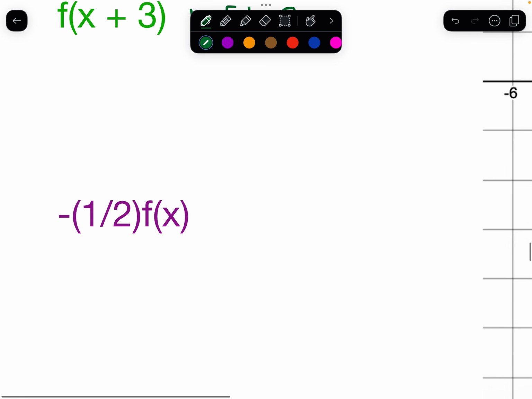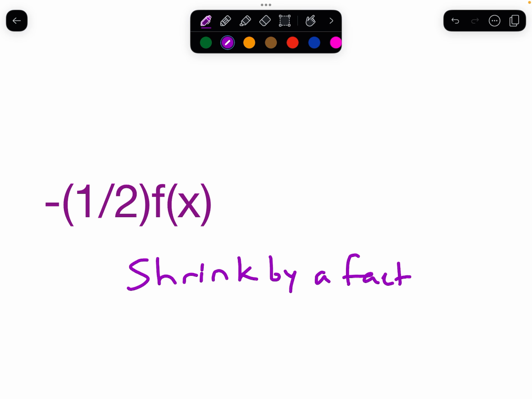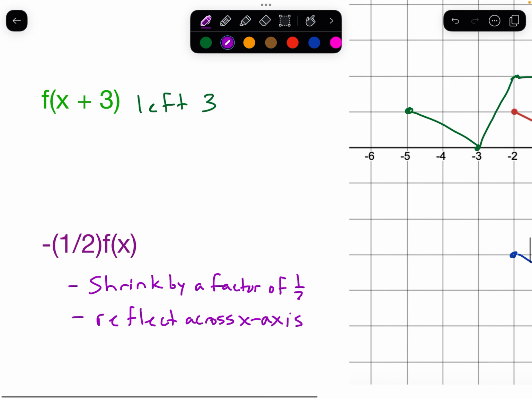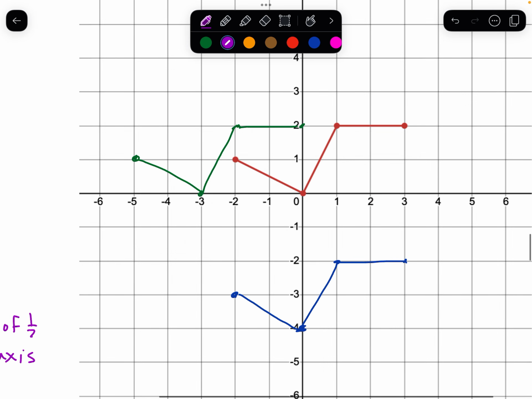Now here's a case where we've got 2 transformations happening. I see a multiplier by 1/2, and that's going to take our graph and shrink by a factor of 1/2. But then also there's a negative in front, and that's going to cause our graph to reflect across the x-axis. And I'm definitely not writing incomplete sentences here. Okay. Well, we can either reflect and then shrink or shrink and then reflect. With those two, the order doesn't really matter. I think I will shrink and then reflect, I suppose.